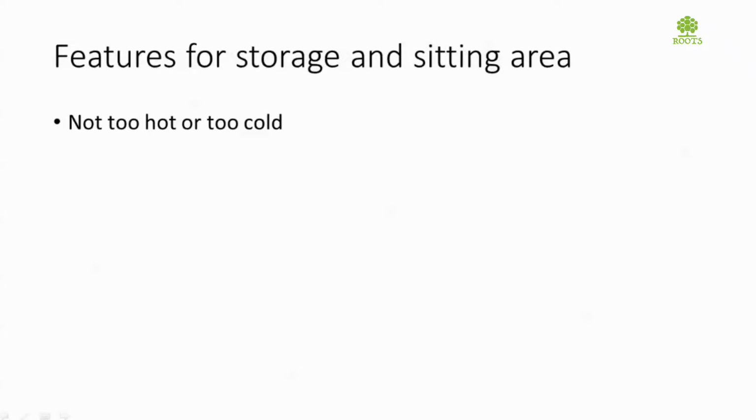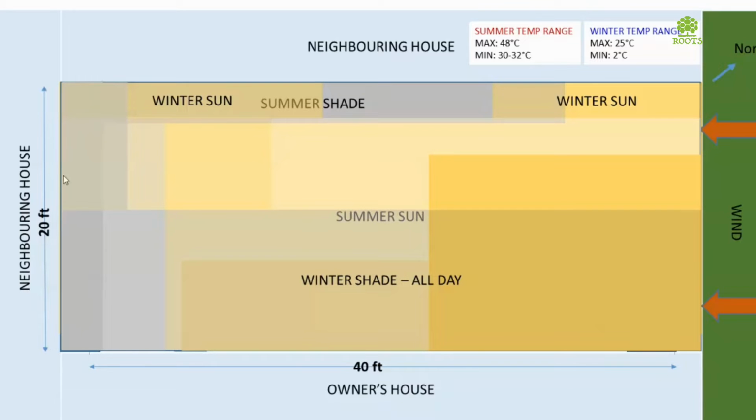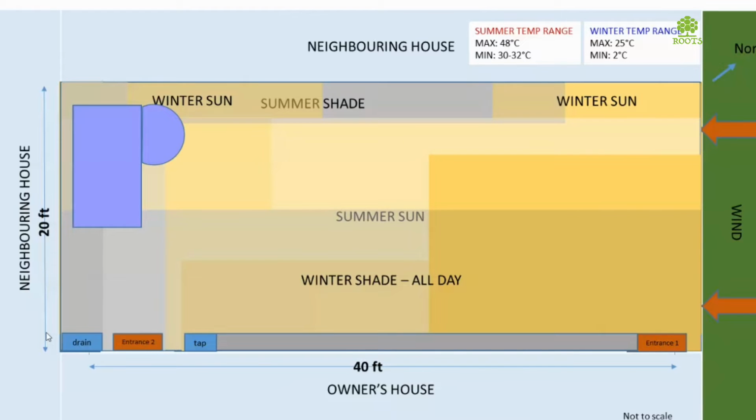Now, the basic requirements in selecting the spot for the storage space and seating area are that it should not be too hot or cold, it should be accessible, it is good to have a good view, and it should also serve multiple purposes. This corner here seems to get maximum shade in summer because of the tall trees in the neighbor's backyard and also the boundary wall, and it also gets winter morning sun. Hence, it is a favorable spot to create storage space as well as the seating area.